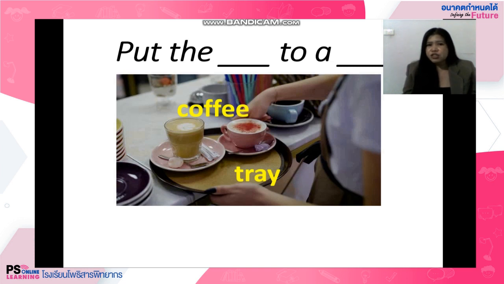Put the coffee to a tray. Or you can say put the cups of coffee to a tray. It's okay. But since there is a cup and then there's a glass, you cannot say cups. They are both coffee, right? So just say coffee. Put the coffee to a tray. That is already understood. I think you are ready for the quiz.